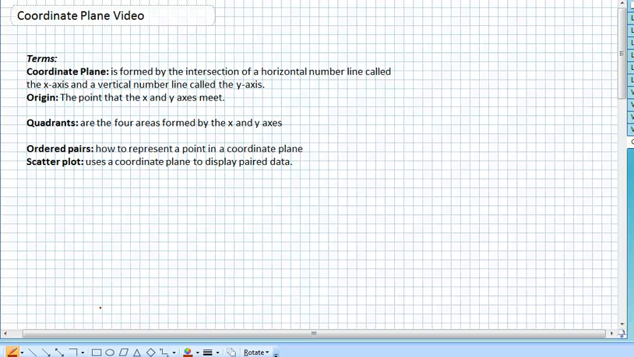This is the coordinate plane video. Let's start by defining some terms. Let's draw a coordinate plane.